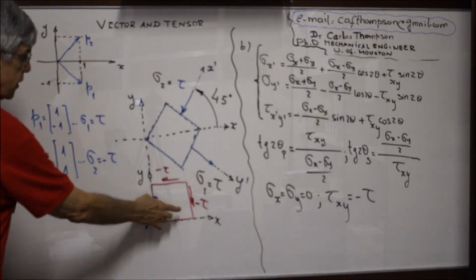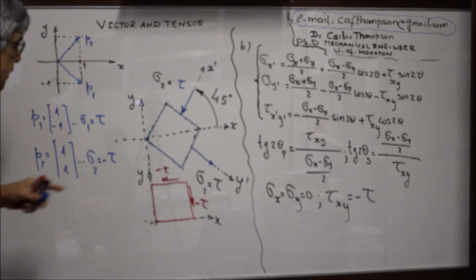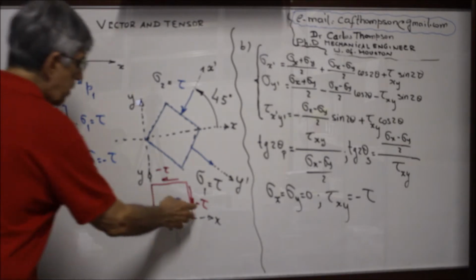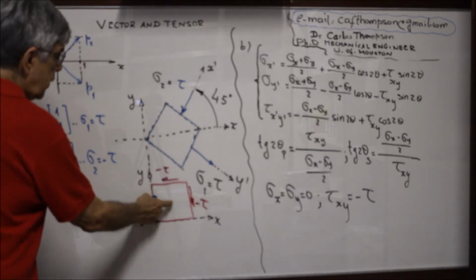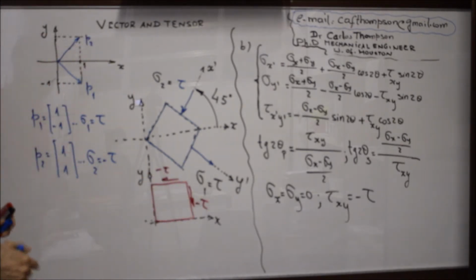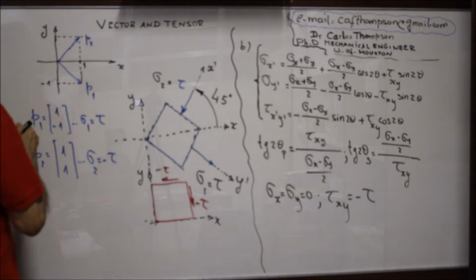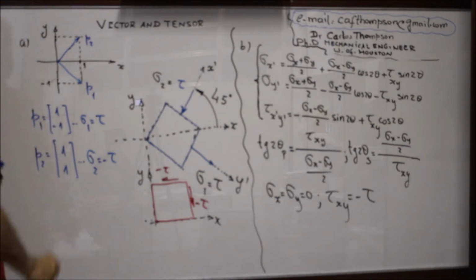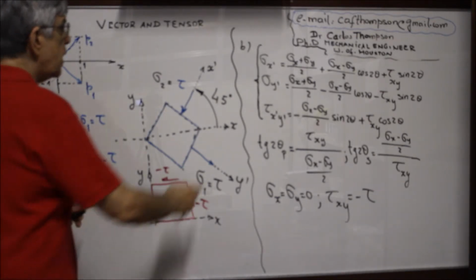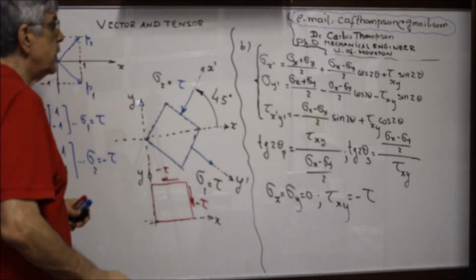This is the initial sigma ij, you see? Minus tau, minus tau. Look, here there are no normal stresses. So, this is item A. You see? That's a solution. Item A. Now, let's go to B.